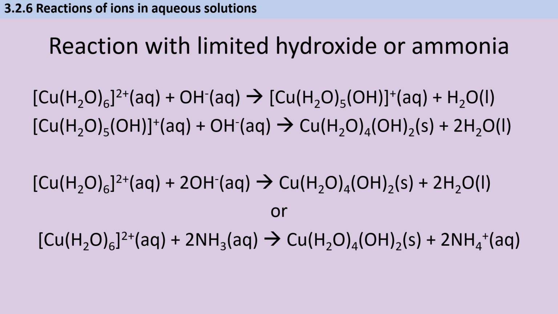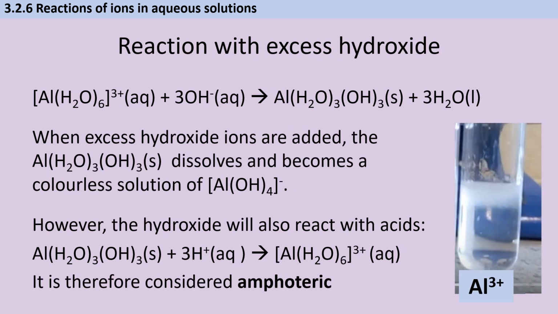Alternatively, ammonia will take 2 hydrogen ions away from 2 of these 6 water molecules, and what we're left with is that same precipitate alongside 2 ammonium ions. Aluminium is the interesting one of these ions, because if we take those aluminium ions and add a source of hydroxide ions, then we get this white precipitate that you can see here. But if you keep on adding hydroxide ions, then eventually the white precipitate redissolves, and it makes a colourless solution instead.